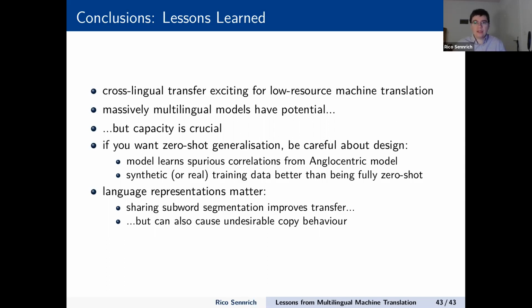And we've seen in a few ways now how language representations can matter. I talked about romanizing data that can help transfer between related languages in different scripts. Sharing subword segmentation in general can help to transfer between languages in multilingual settings. But we also saw that it can exacerbate this copy behavior, which can be undesirable in some contexts, like in the zero-shot setting.